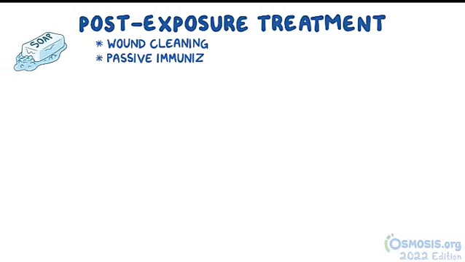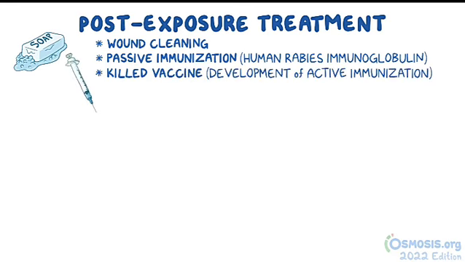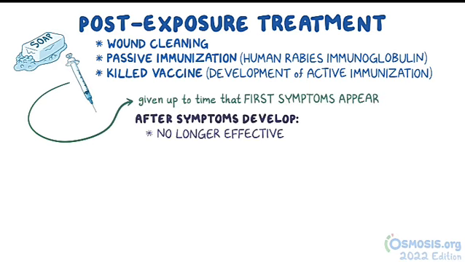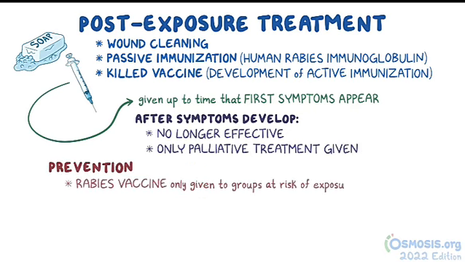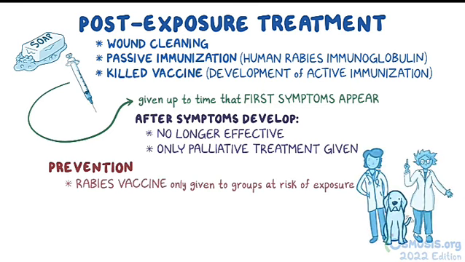Post-exposure treatment for rabies includes wound cleaning, passive immunization by giving human rabies immunoglobulin, and a killed vaccine for the development of active immunization. The post-exposure prophylaxis can be given up to the time that the first symptoms appear. After symptoms develop, it's no longer effective, and usually only palliative treatment is given. In terms of prevention, the rabies vaccine is only given preemptively to groups that are at risk of exposure, like veterinarians and lab workers who work with the rabies virus.